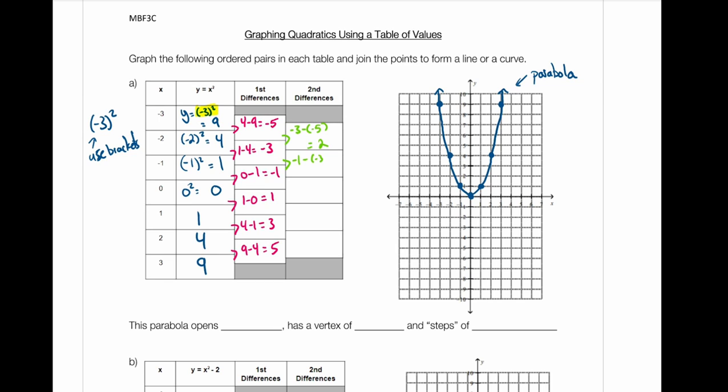-1 minus -3 is a change of 2. 1 minus -1 is a change of 2. 3 minus 1 is a change of 2. 5 minus 3 is a change of 2. In this case, all of our second differences are the same.